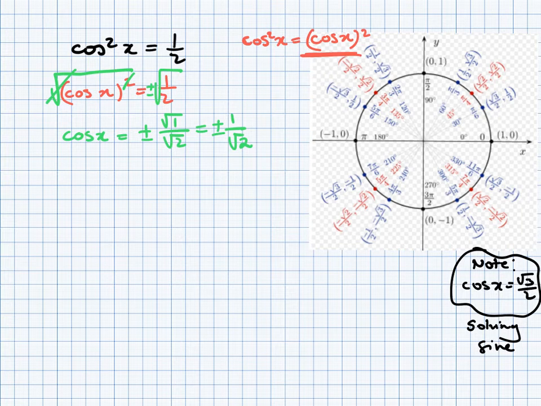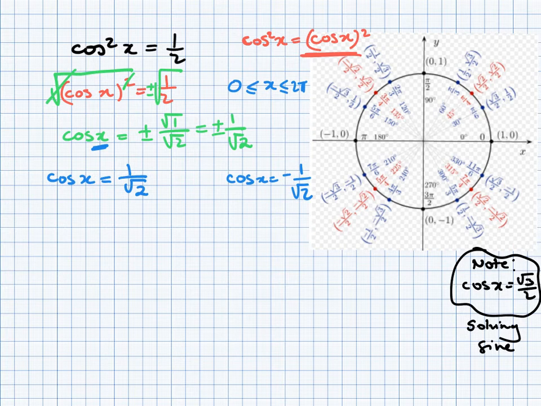Now, the domain for this one here is, let me find the blue color. So x is going to be between 0 and 2 pi. So this is our domain. Now, cos of x is equal to plus minus 1 over square root of 2, so pretty much we do have to look for two solutions. Cosine of x is equal to positive 1 over square root of 2, and cosine of x is equal to negative 1 over square root of 2.